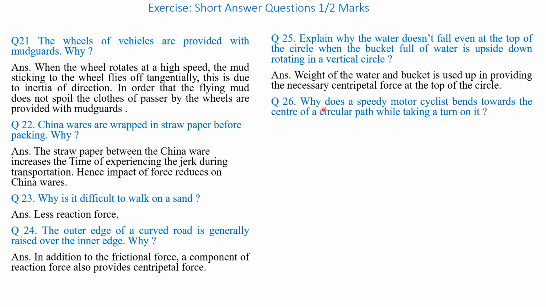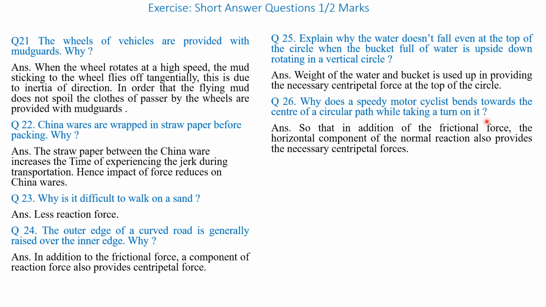Question 26. Why does a speedy motor cyclist bend towards the center of a circular path while taking a turn on it? The answer is, it is so that in addition to the frictional force, the horizontal component of normal reaction also provides the necessary centripetal force.